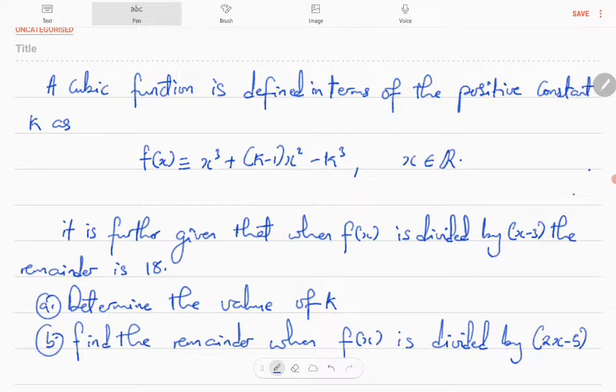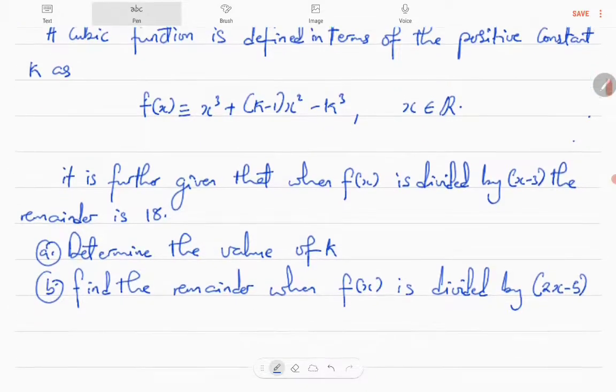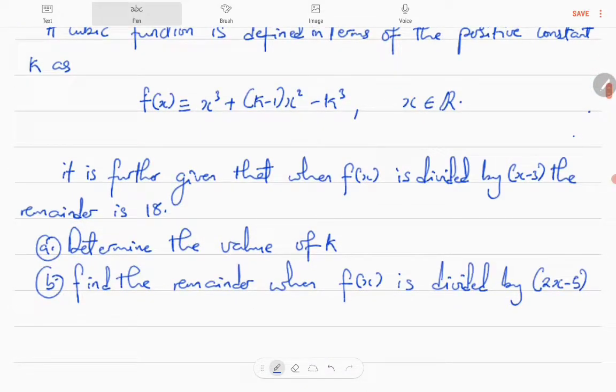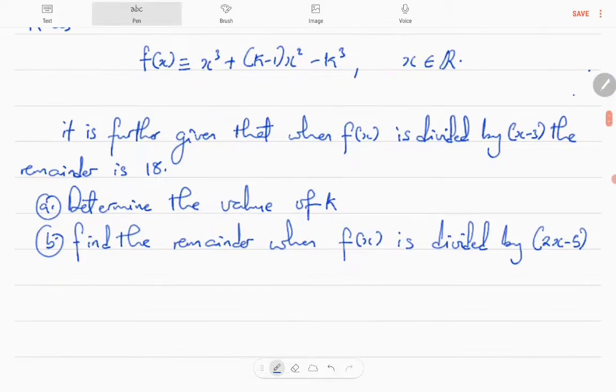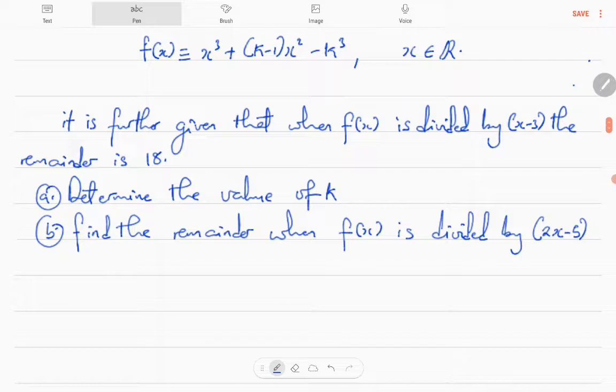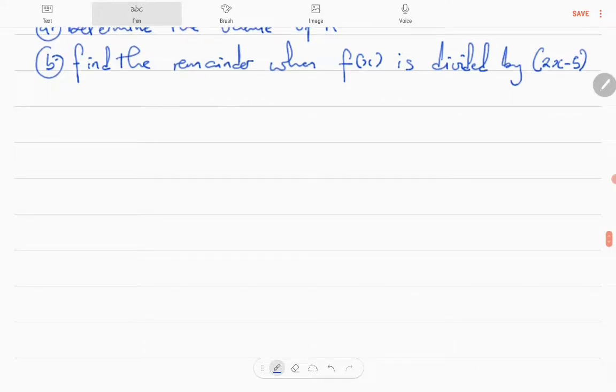A cubic function is defined in terms of the positive constant k as f(x) = x³ + (k − 1)x² − k³, where x is a real number. It is further given that when f(x) is divided by x − 3, the remainder is 18. So we have to determine the value of k, and then we have to find the remainder when f(x) is divided by 2x − 5. So the first one is to find the value of k.